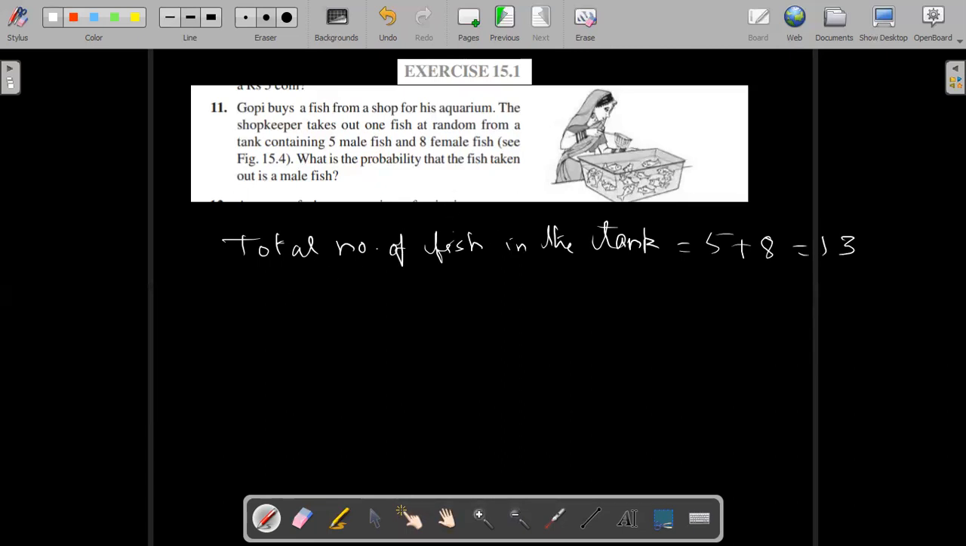We have to find the probability of taking out a male fish. That means total number of male fish are 5, correct? And total possible ways are 13. So 5 by 13. Very simple question. 5 by 13.